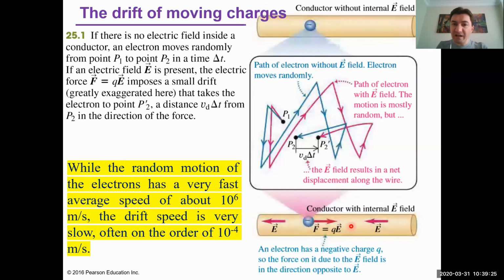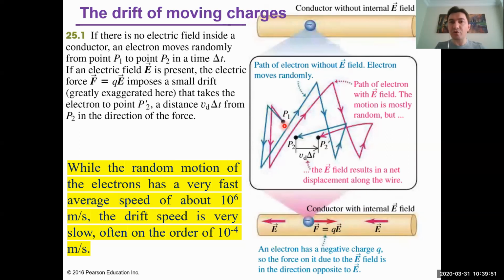So due to that force, the electron has two types of movement. Don't forget this. The first one is the previous movement without internal electric field, and now we have another movement due to the electric field. So as a result, we have a red curve here, okay?